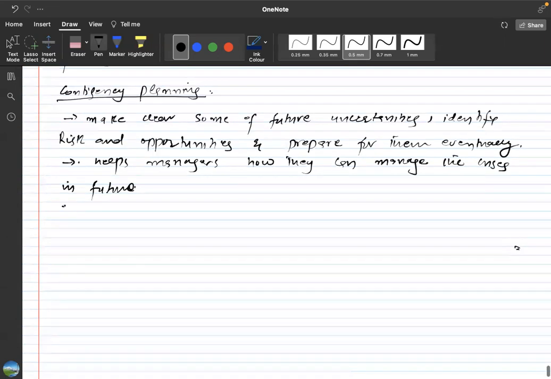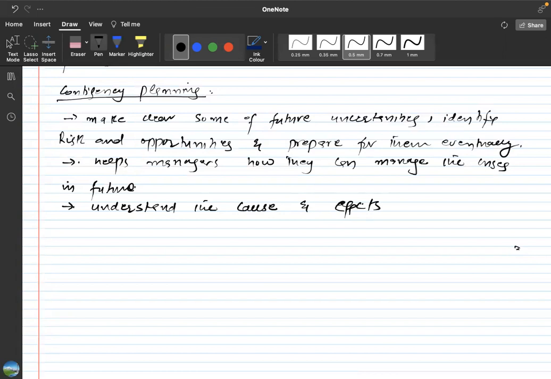And also understand the cause and effect of change in business and how to manage it.